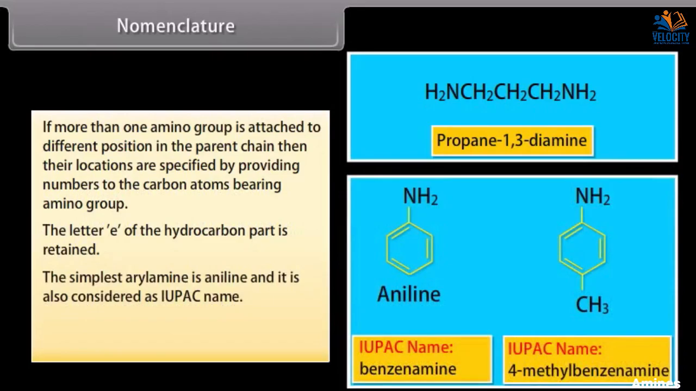The simplest arylamine is aniline and it is also considered as IUPAC name. In IUPAC system, suffix E of arene is replaced by amine.